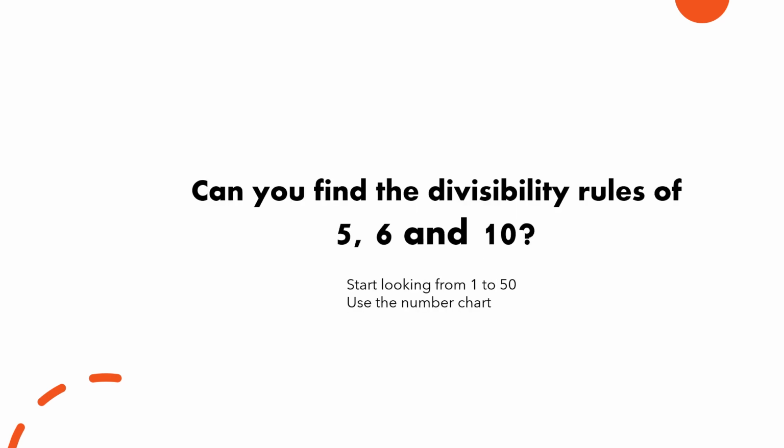Finally, this is something for you to do again. Can you find the divisibility rules of 5, 6 and 10? You will start looking from the numbers 1 to 50. You can also use the number chart. And after you have found the rule or the pattern, you will have to test it on some large numbers to see if the rules that you found are correct or not.